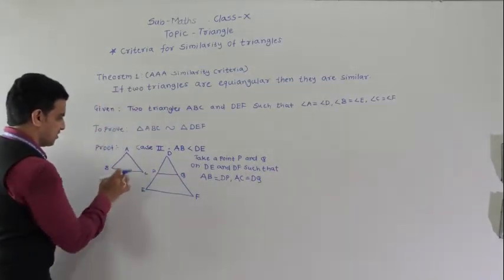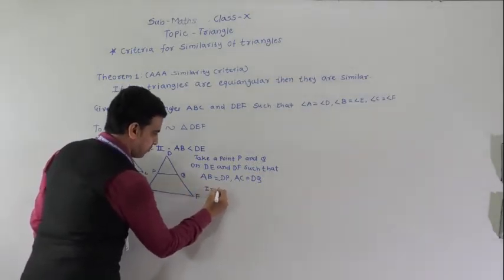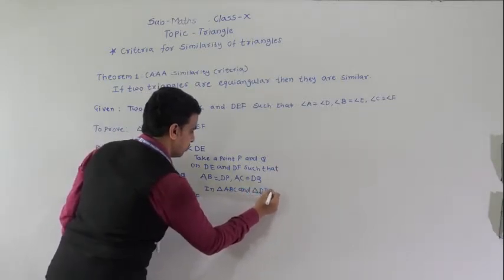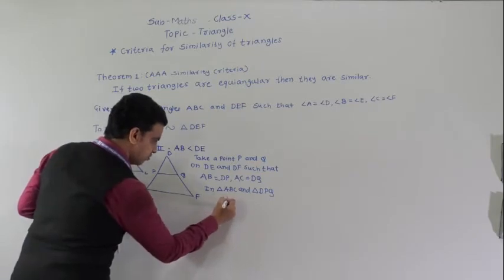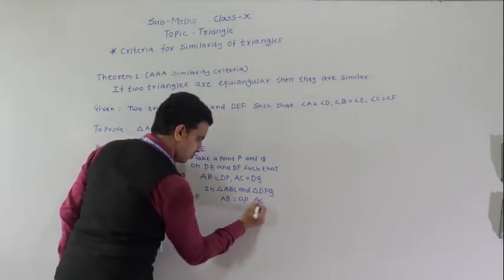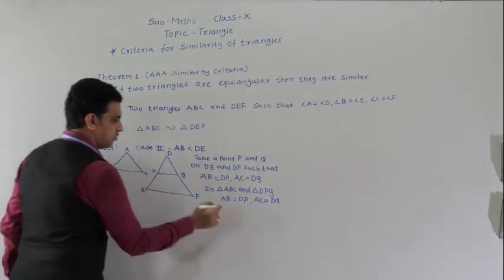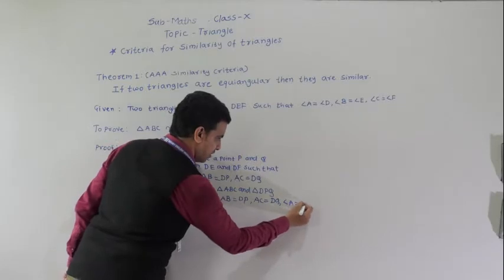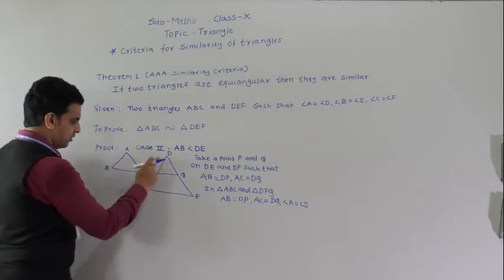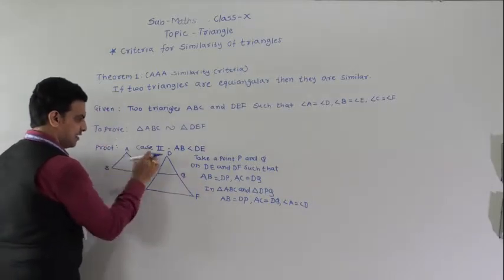Okay, now we have to consider these two triangles, triangle ABC and triangle DPQ. So in triangle ABC and triangle DPQ, here AB is equal to DP, AC is equal to DQ. This is by construction. And angle A is equal to angle D, because it is already given these two triangles are equiangular, means angle A is equal to angle D, angle B is equal to angle E, and angle C is equal to angle F. So here we have to use angle A is equal to angle D.